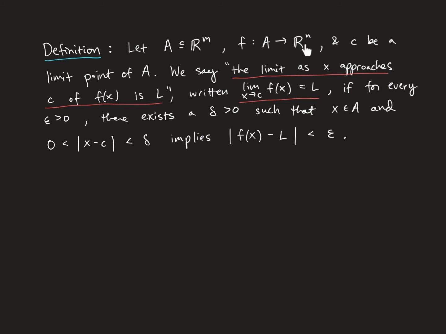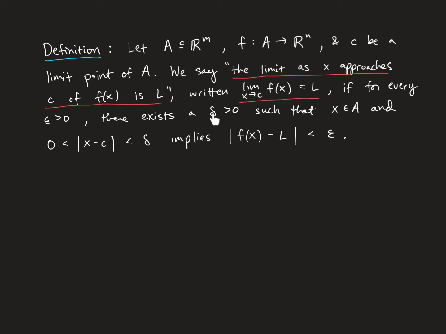The outputs of our function are in Rn, and c is a limit point of the domain A. Then we say that the limit as x approaches c of f of x is L, where L is some element of Rn, and that's written in the notation that we were discussing above this way, if for every epsilon greater than 0. So this is your skeptic's challenge. Your skeptic is saying, I bet you can't make f of x within epsilon of L. So you're challenged with this epsilon.